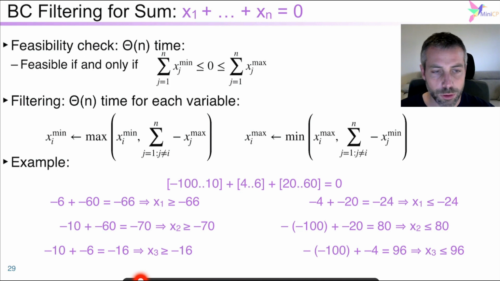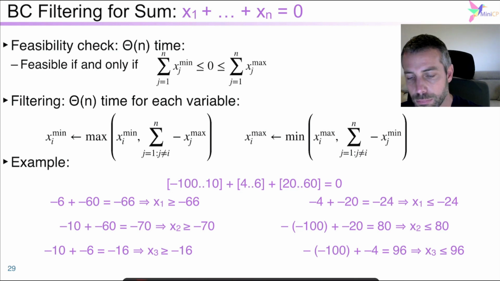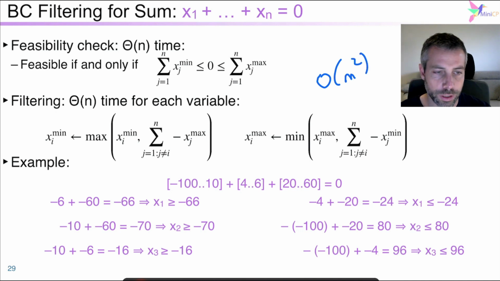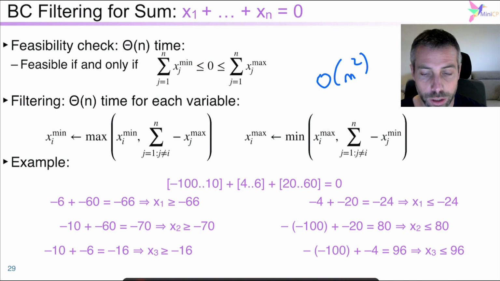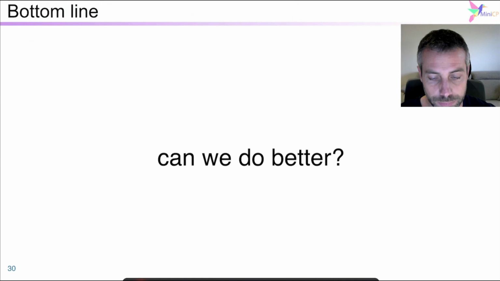Okay, so the time complexity to filter one variable, if I compute the sum there from scratch, will be order of n. But then if I need to sum the domains of all the variables, this will require at least order of n squared to do bound consistency for the domains of all the variables involved in my sum constraint. So that's pretty costly. Let's see how to lower a little bit this time complexity.